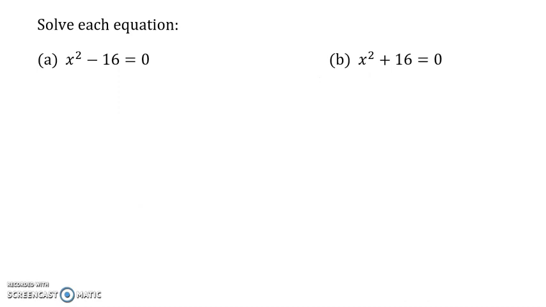Let's take a look at our next set of questions. This is similar to our last example. However, this time we're being asked to solve each equation. You'll notice that each of these has the equals 0 written after them. So when we're solving these, we want to solve for our variable, which in this case would be the x. And similar to our last batch of examples, our first step is to factor.